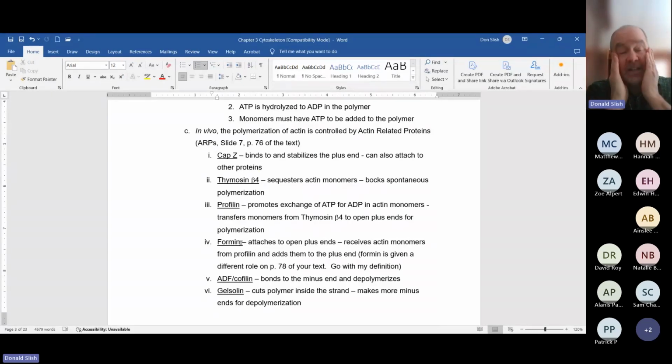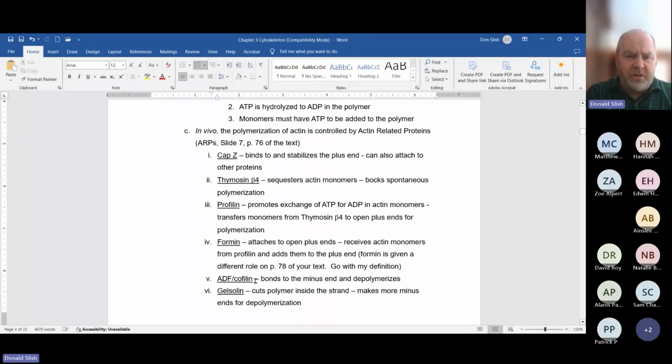It's really cool. It almost looks cartoonish the way it actually works. The Formin's got two arms and it's grabbing actin and putting it down, putting it down, putting it down. You'll see in the animation. Also, a little note here: Formin is given a different role in your text on page 78. Ignore what they say about it. I think they're wrong. And when you see the animation, you'll see it makes a lot more sense the way I'm telling it here. Formin's basically sitting there on the plus end, grabbing actin monomers from profilin and adding them to polymerize.